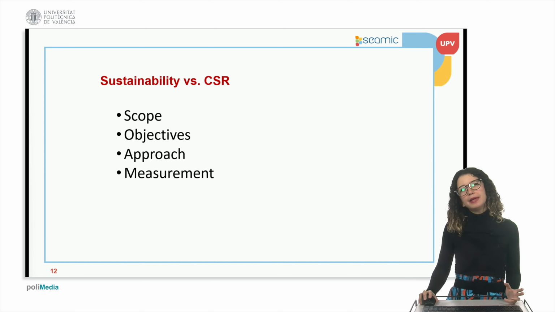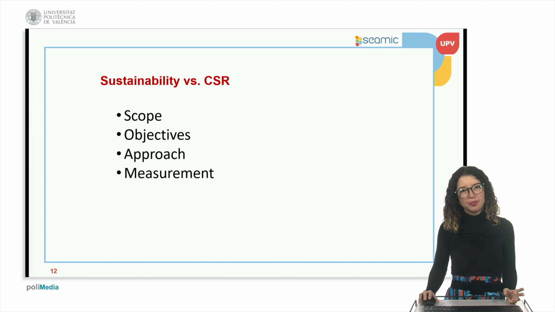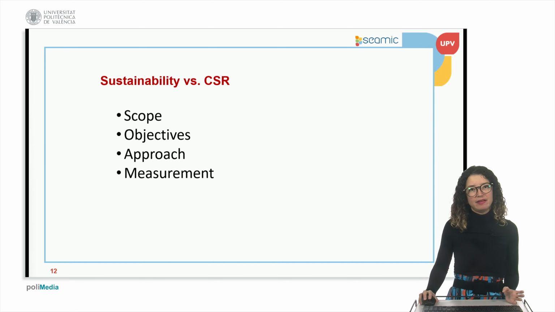CSR can be, for example, creating your own code of ethics or your own CSR report. You could apply an ethical hotline in your company, configure an ethics committee or a compliance committee, organize, for example, a community volunteer program, or offer gender equality or ethical leadership training for your employees.